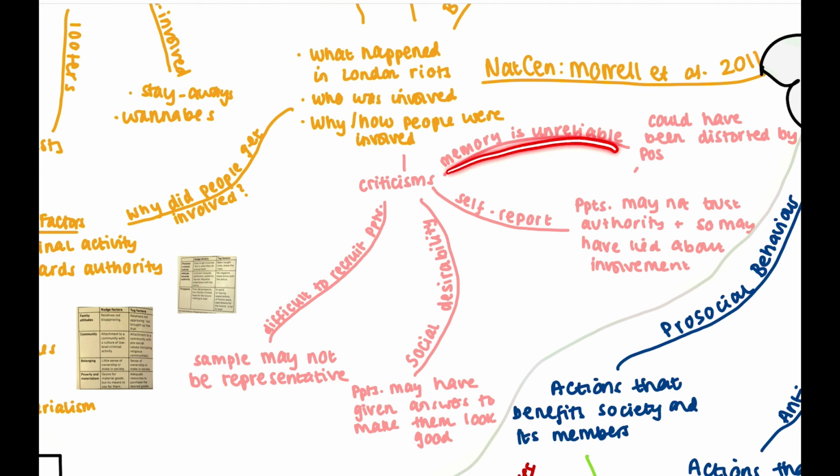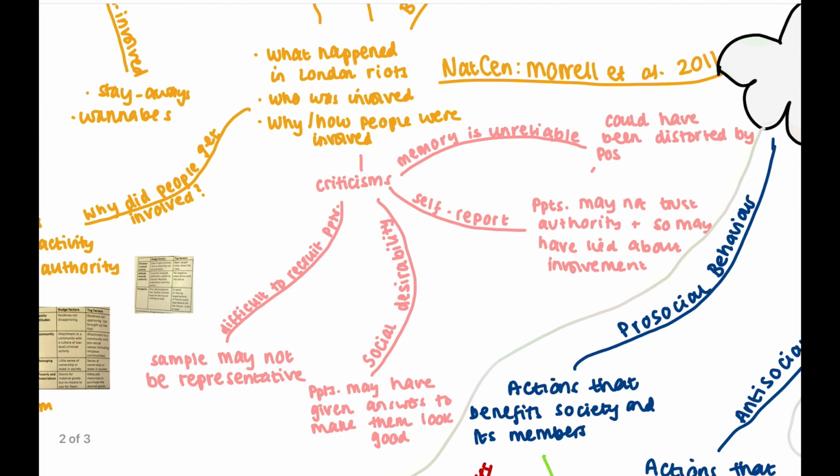So these discussions might have distorted the participant's memory, and therefore it might not have been an accurate account of what actually happened. Now, this is a subconscious process, so they might not have actively been lying. They just truly believe that their account was true, even if it might not have been.